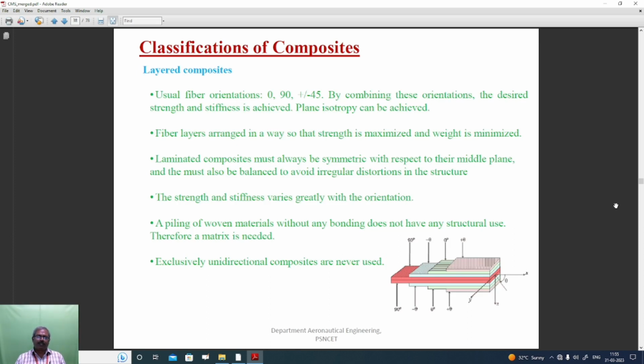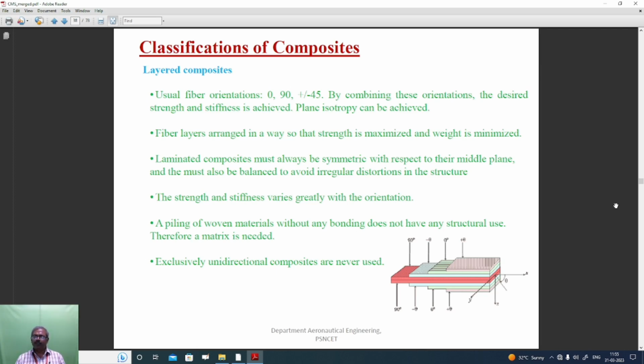Usual fiber orientations are 0, 90 degrees, plus or minus 45 degrees. By combining these orientations, the desired strength and stiffness is achieved. Plane isotropy can be achieved. Fiber layers are arranged in a way so that the strength is maximized and weight is minimized. Laminated composites must always be symmetric with respect to their middle plane, and they must also be balanced to avoid irregular distortion in the structure.